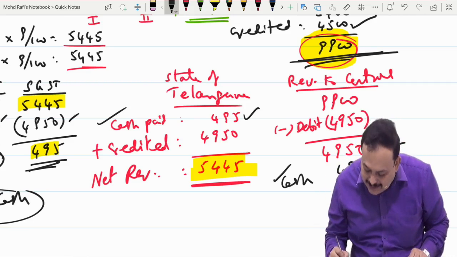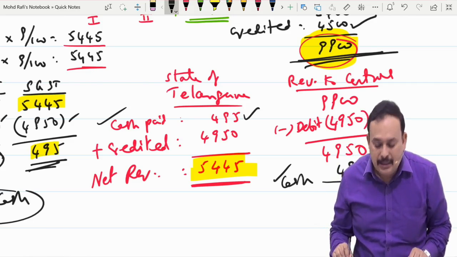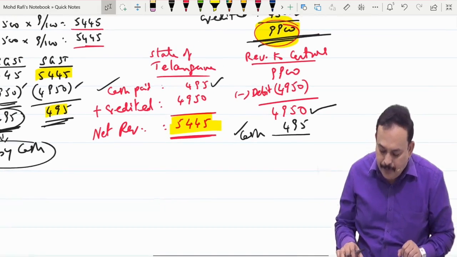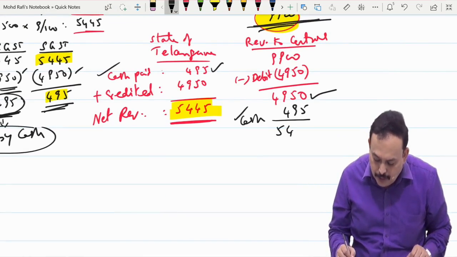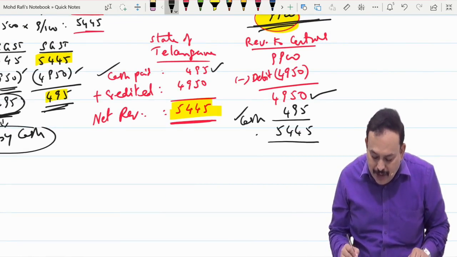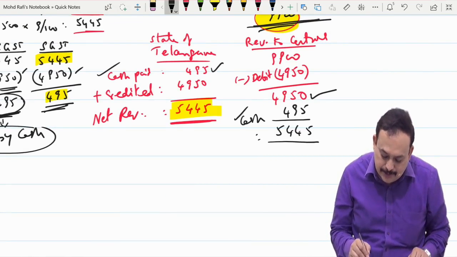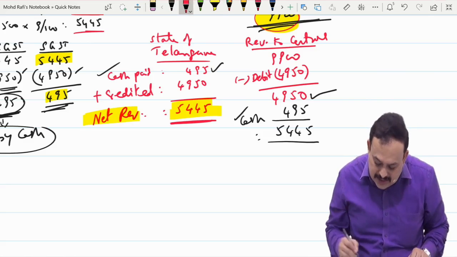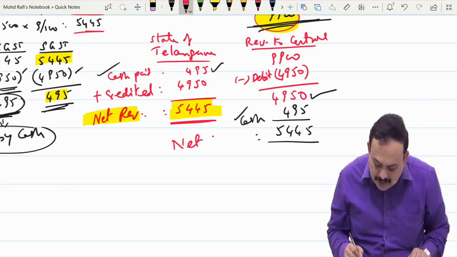So, by adding that, how much comes here, my dear sir? It will come totally 5,445. Is that clear? So, what revenue was got by the state? Net revenue equals revenue to the central also. Net revenue.